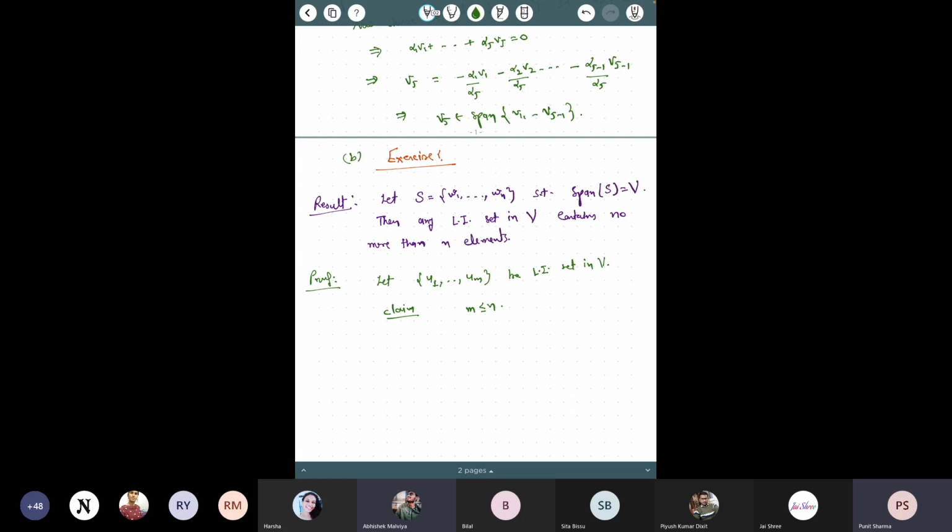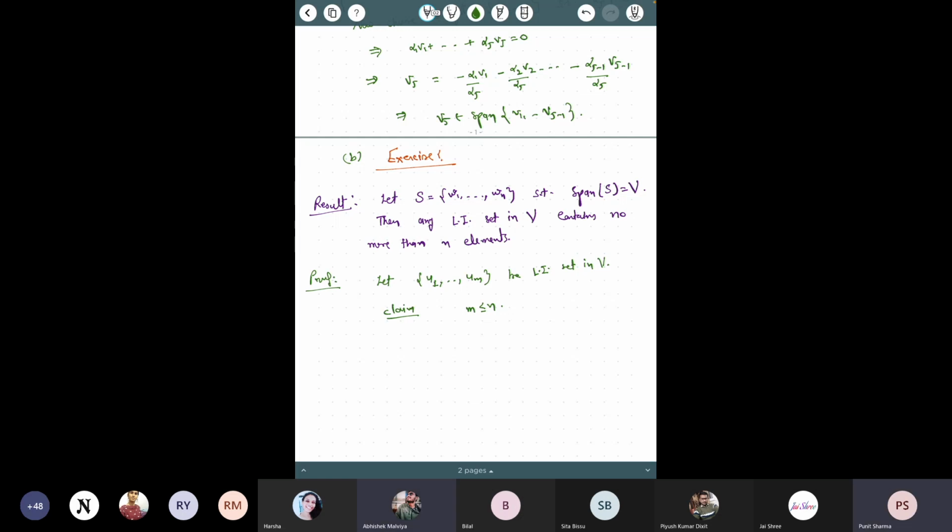We use the last result. A linearly independent set is contained in a basis, and a basis is contained in a spanning set. So any linearly independent set is contained in a basis, and the basis is contained in the spanning set. So it becomes obvious that m is less than or equal to n.